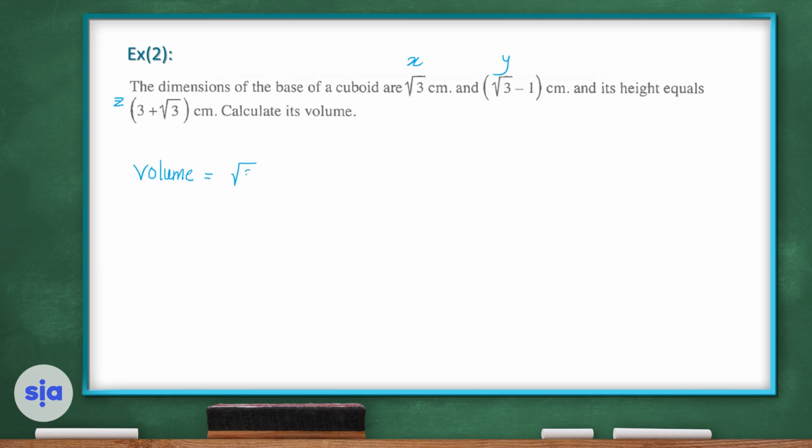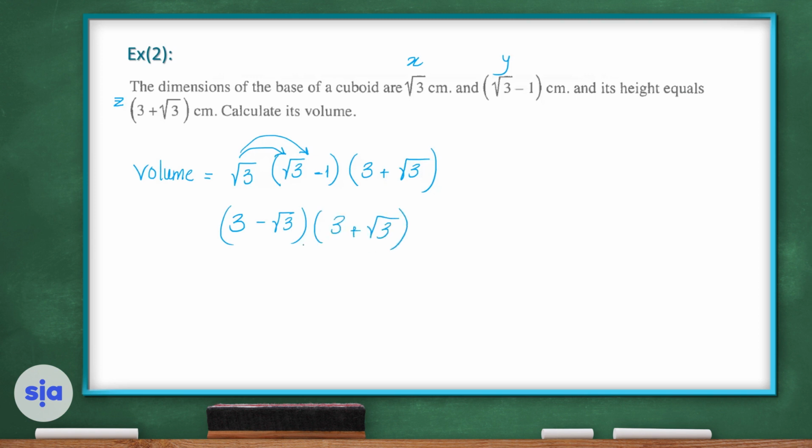So it's square root of 3 times root 3 minus 1 times 3 plus root 3. To simplify this, we multiply root 3 by root 3, which is 3, and then root 3 times minus 1 is negative root 3. So it's 3 minus root 3 times 3 plus root 3. Yes, these are conjugates. Then the volume in this case equals 9 minus 3, which is 6 centimeters cubed.